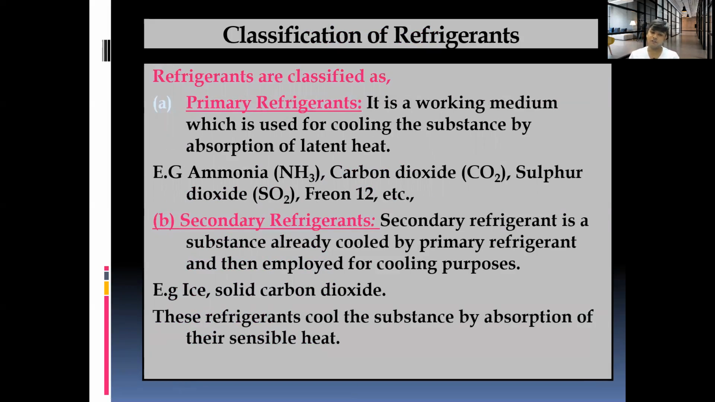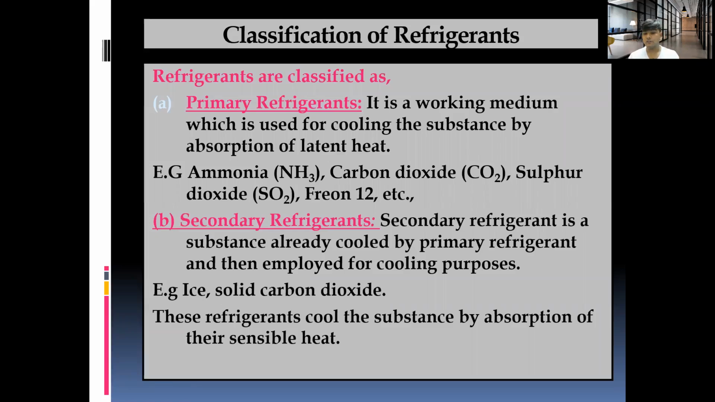Refrigerant is again classified into 2 types, that is primary refrigerant and secondary refrigerant. To speak about what is primary refrigerant, it is the working medium which is used for cooling the substance by absorbing latent heat. Basically, when you initially supply some refrigerant to take out the heat, that initial one is called primary refrigerant. If the heat is not still released, if you still want to extract the heat, then we supply secondary refrigerant. This is called secondary. Secondary refrigerant is a substance which is already cooled by primary refrigerant. Again we cool that substance, that is called secondary refrigerant.